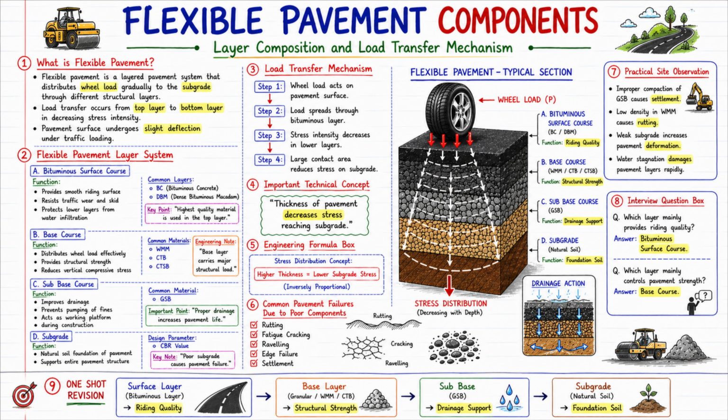Now what is its function? Provides a smooth riding surface. Traffic wear and skid resistance. Protecting the lower layers from water infiltration. Now common layers are also given here. BC means bituminous concrete. DBM means dense bituminous macadam.